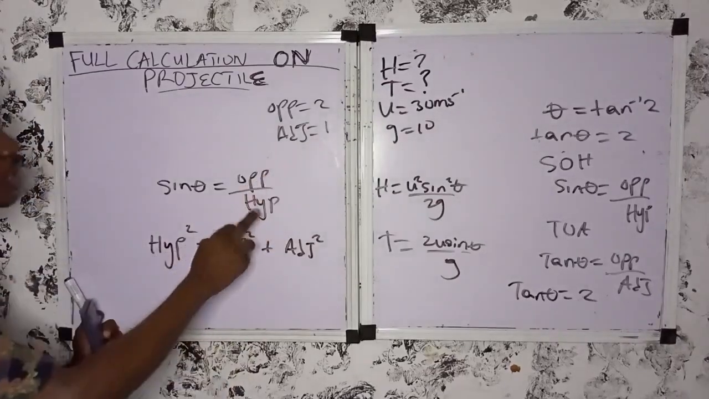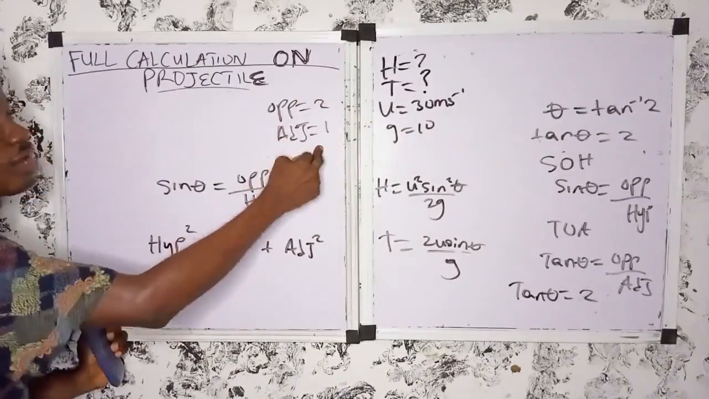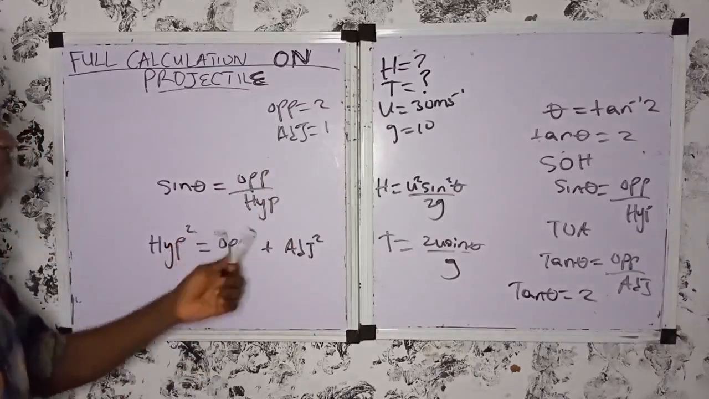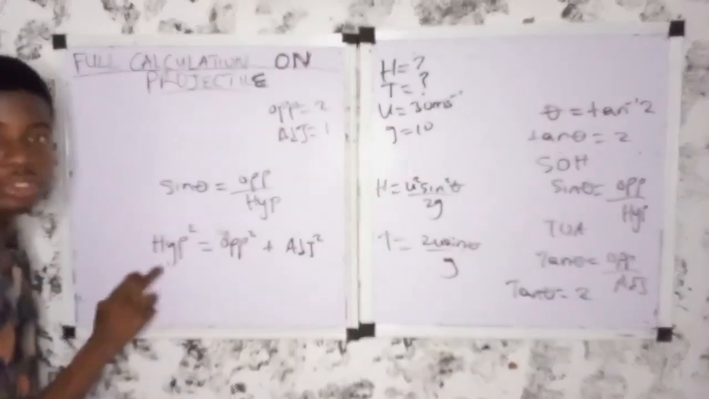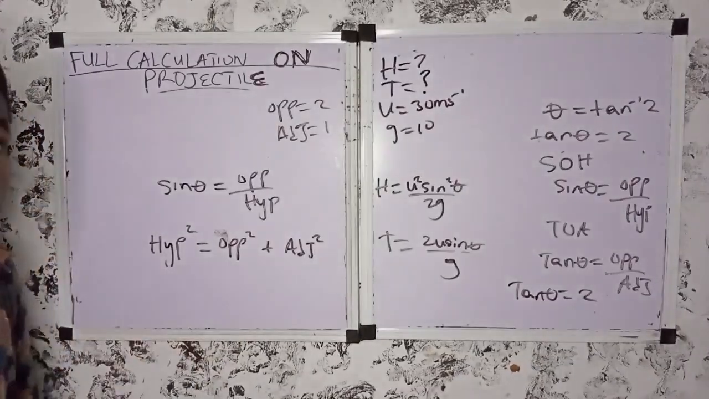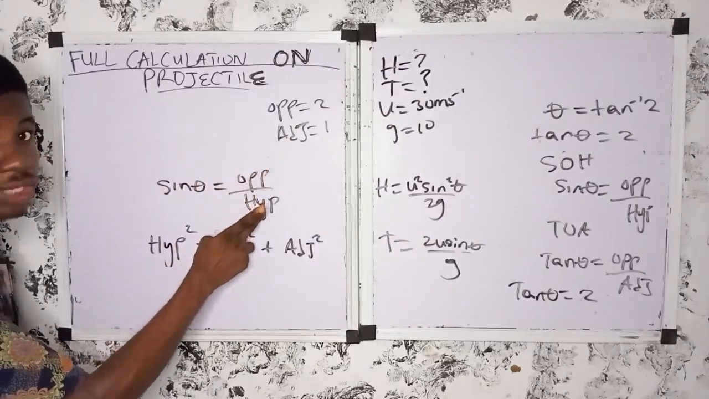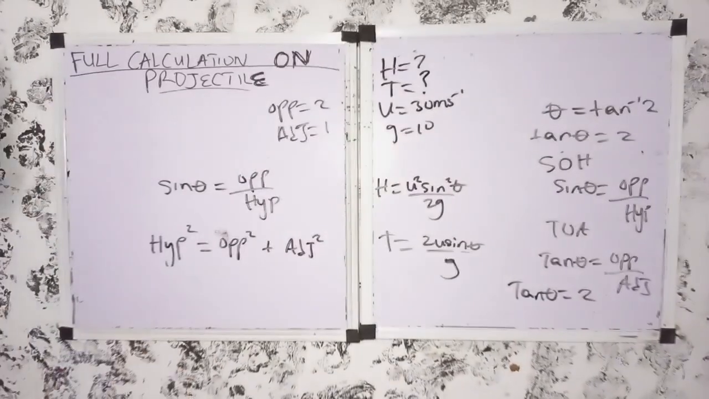Now, if we want to look for the hypotenuse, we already know our opposite and our adjacent, but we don't know our hypotenuse. So we have to use Pythagoras' theorem to get our hypotenuse. I don't know if you understand. It's a very long process, so let's do it little by little, okay?